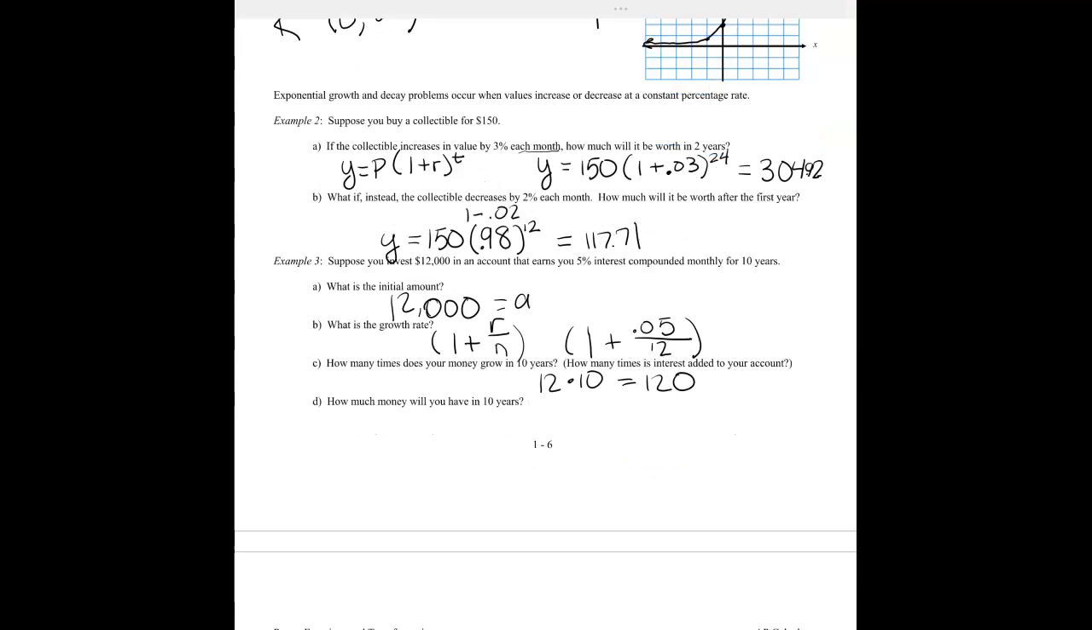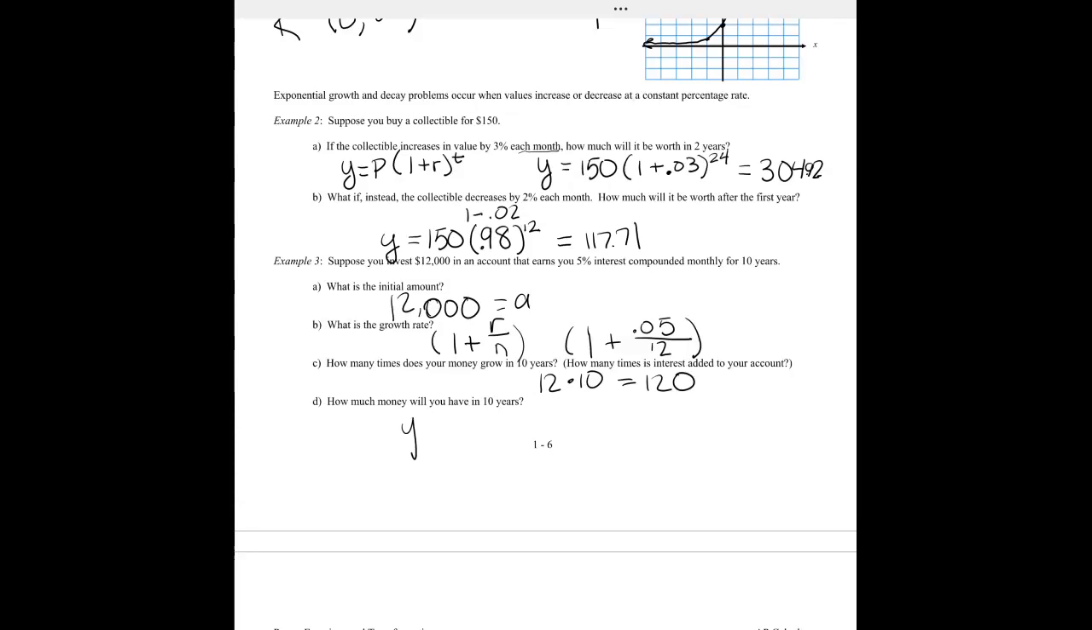All right, so how many times does this money grow in 10 years? How many times is this interest added to our account? So it says, hey, it's growing for 10 entire years, so that's monthly. So 12 times that 10 years, which would give us 120. So now it asks us, how much money will I have in 10 years? So all I'm going to do is put this all together.